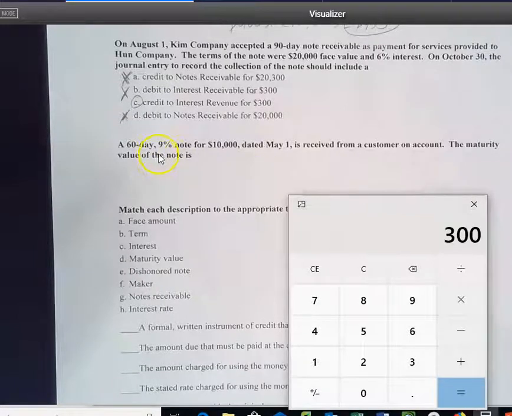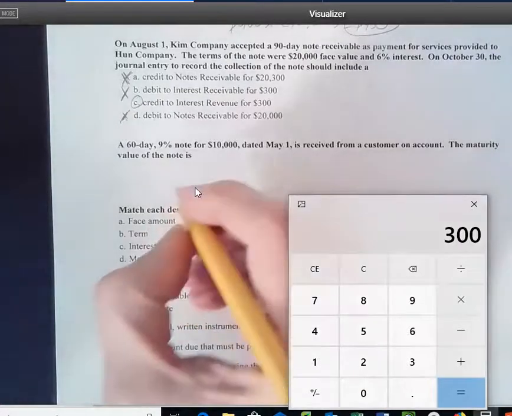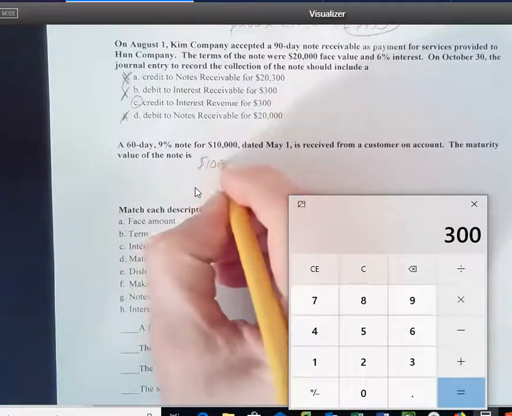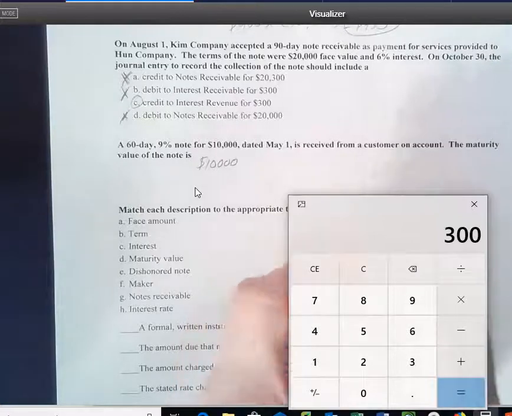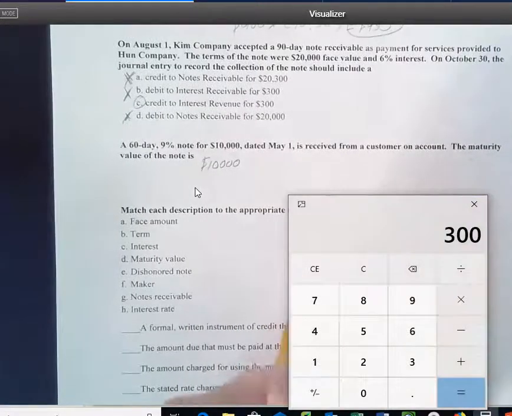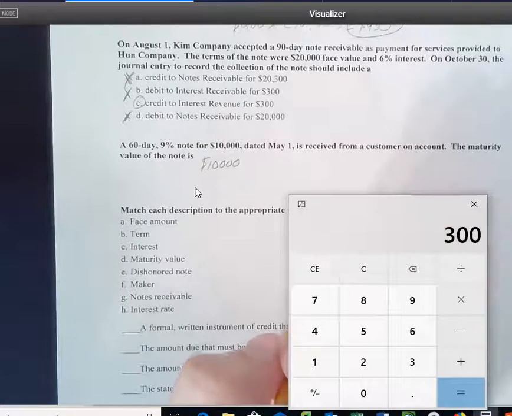It says the 60-day 9% note for $10,000 dated May the 1st is received from a customer on account. The maturity value of the note is... Okay, I threw this question in here because students have had trouble with stuff like this. I think this is why they have trouble. We need several components here. To get to maturity value, we need face value plus interest.